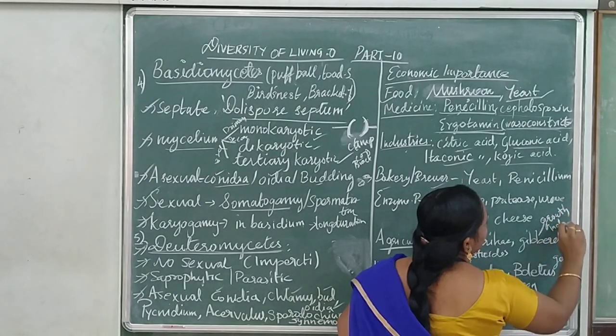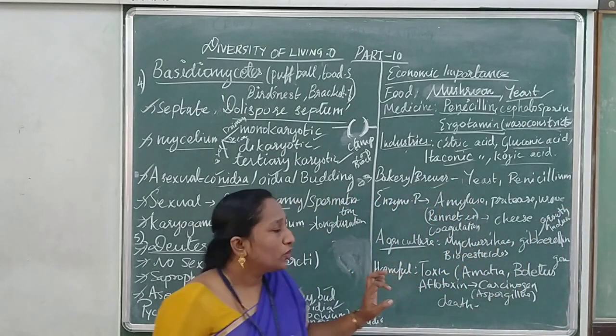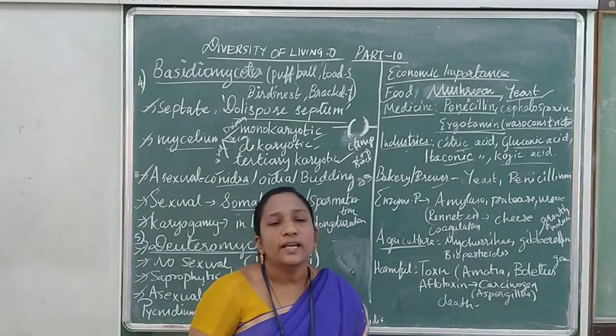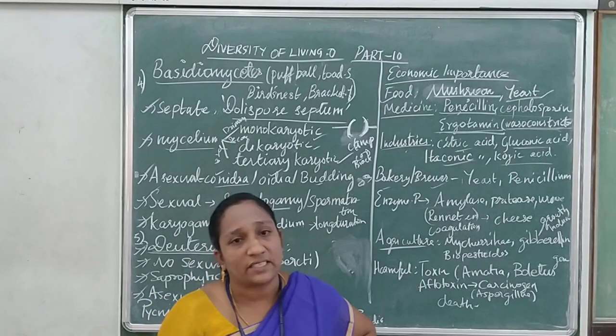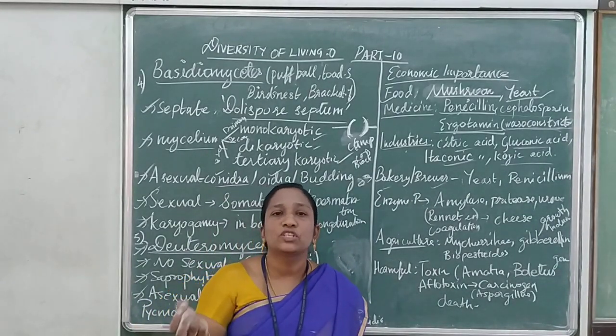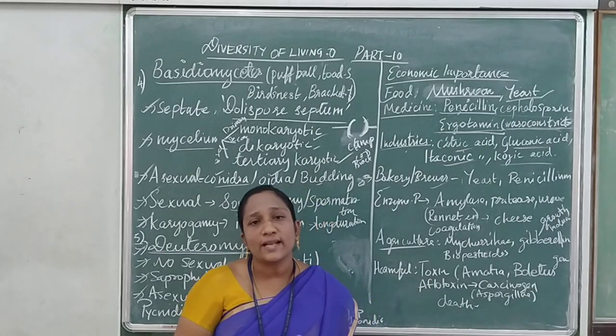Growth inducer. Next one, it acts as a biopesticide. Certain fungi are used to control the pest. So what is a pest? The plant species or insects which give trouble to the plant are called pests.